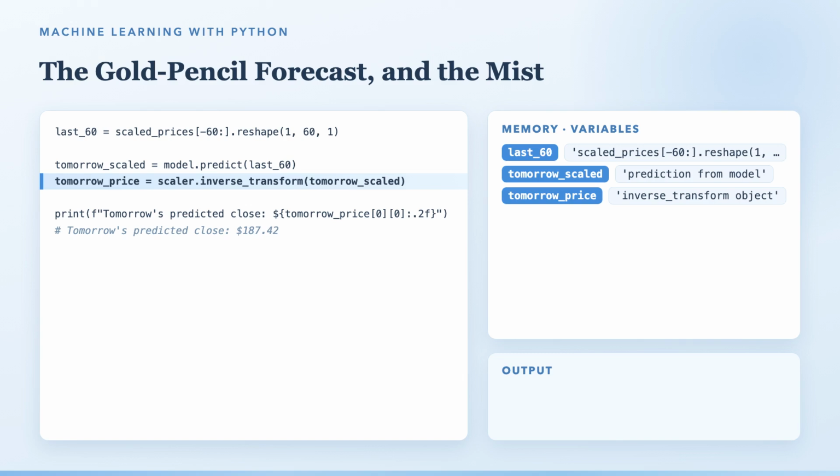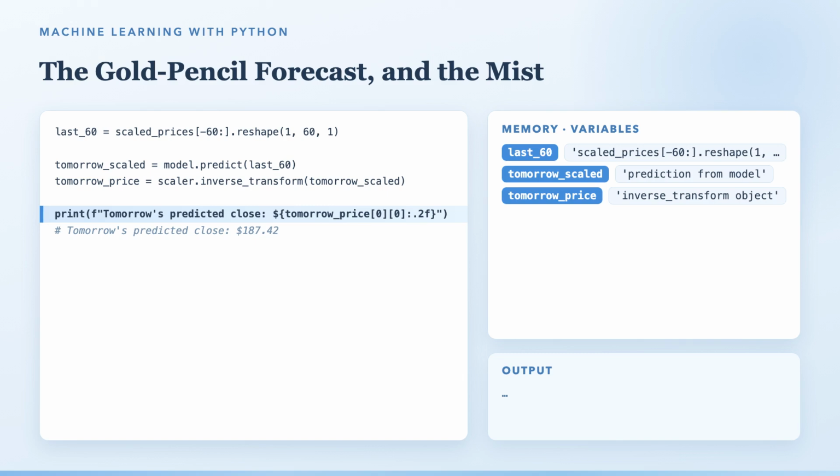Let's read the forecast code, slowly. First, last 60: we take scaled prices from -60 to the end, the most recent 60 days, and reshape them to 1,60,1, a single story for the model. Then tomorrow scaled equals model.predict of last 60. The boxes read the story, and out comes one number.